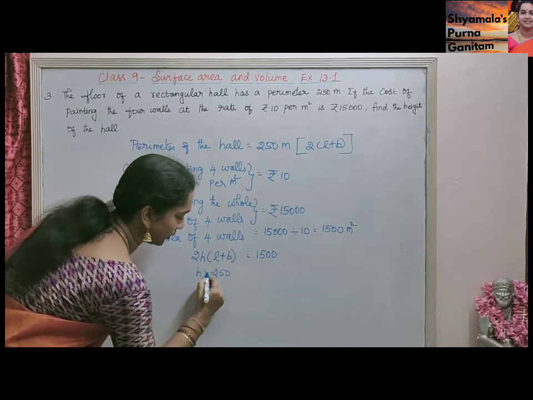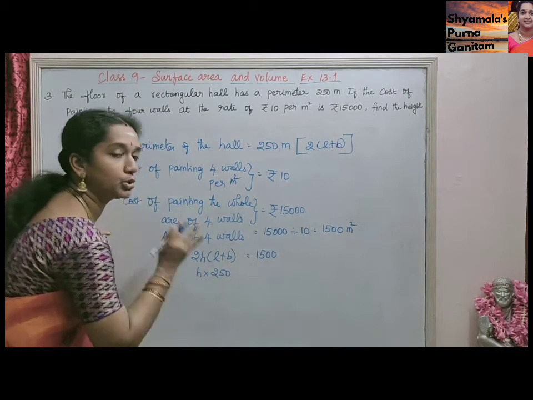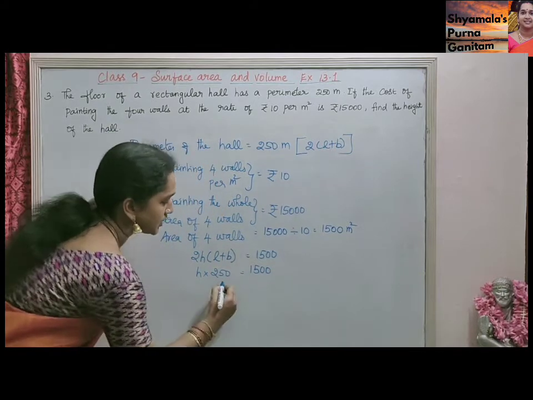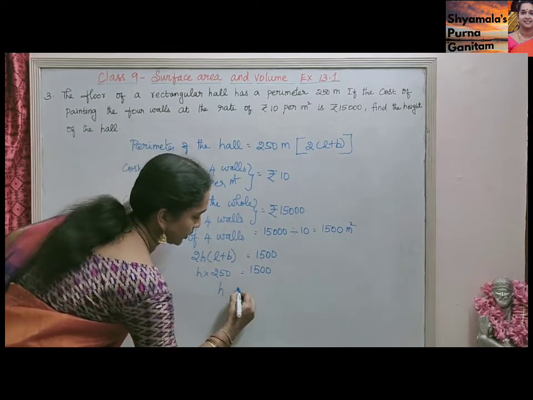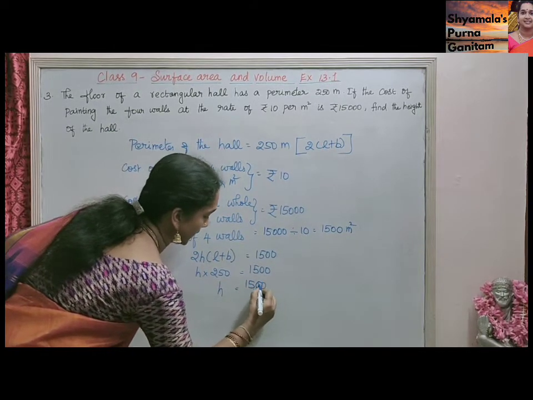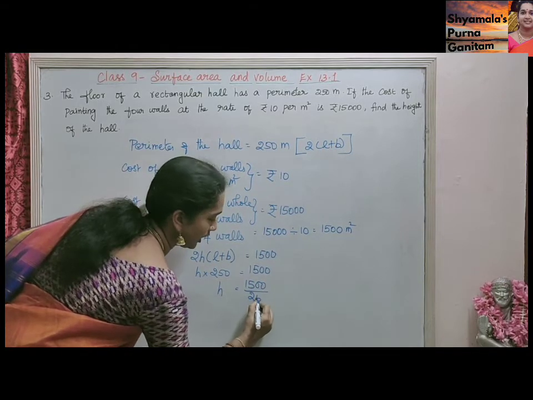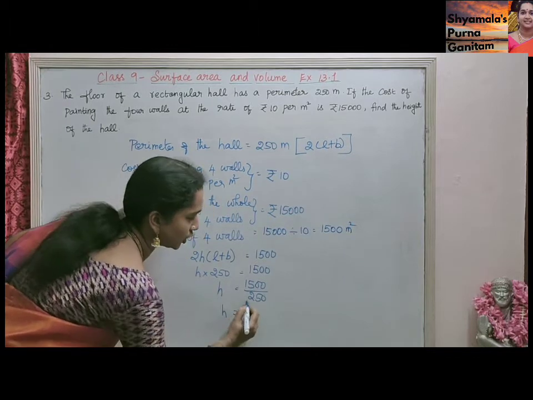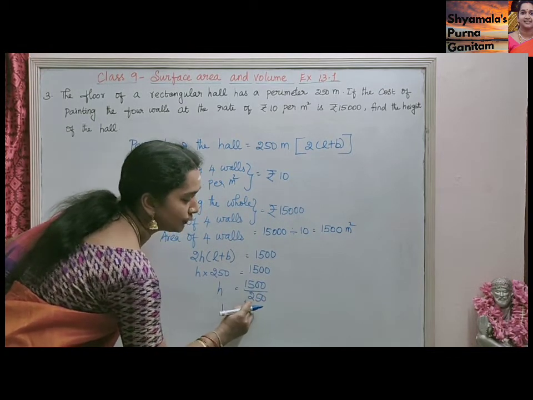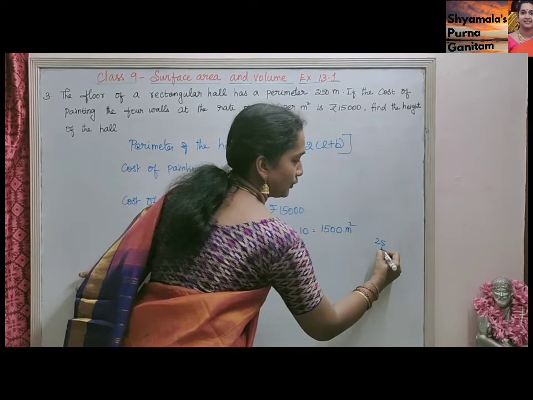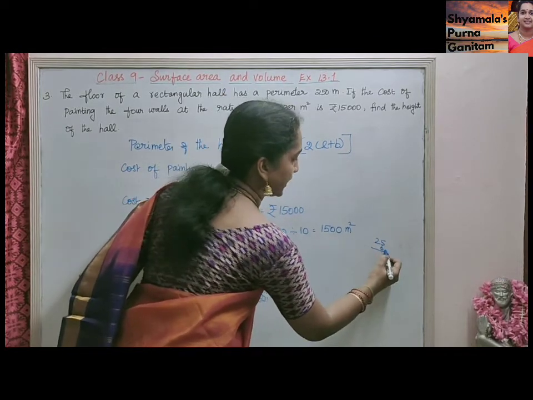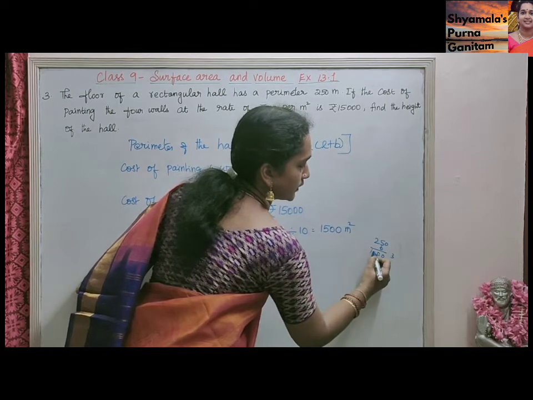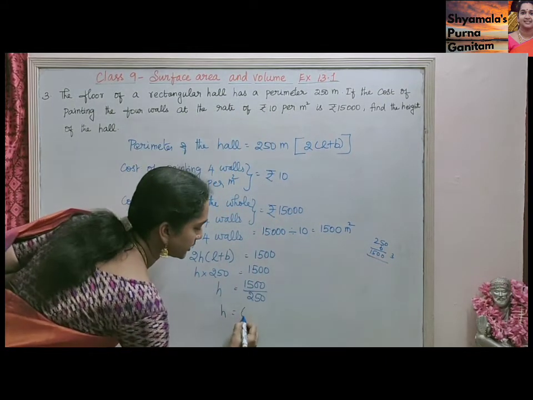So, height we don't know. So, h into 250 is equal to 1500. How will you find height? h is equal to 1500 by 250. When we simplify this, 250 into 6 will be 1500.